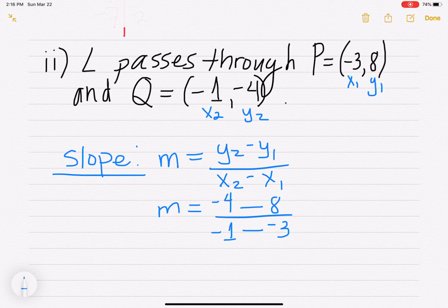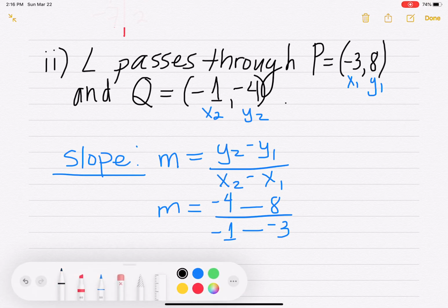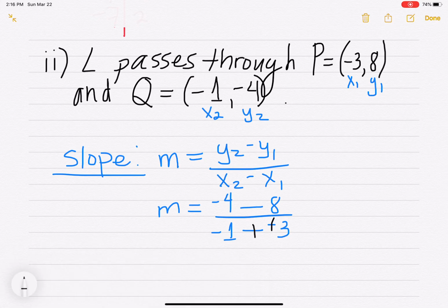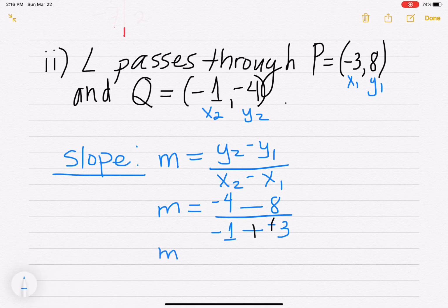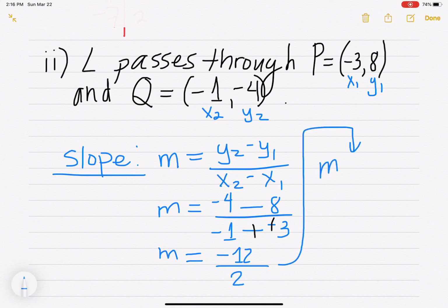Now, look at that double negative down there in the bottom. We have a negative 1 minus negative 3. The double negative makes a plus. So in reality, what do we have? We have m equals negative 4 minus 8, which is negative 12, over negative 1 plus 3. Negative 1 plus 3 is 2. That's going to give us a slope of negative 12 divided by 2, which is negative 6. So we get a slope.